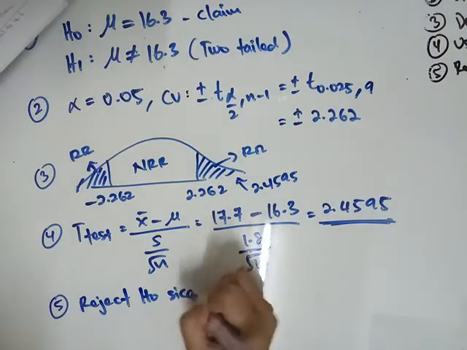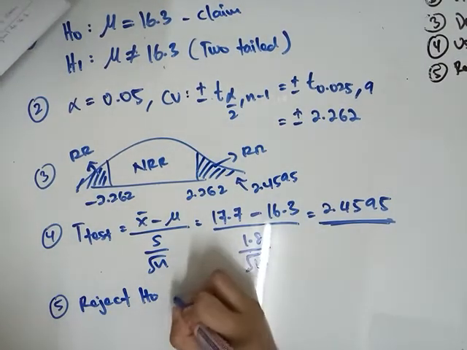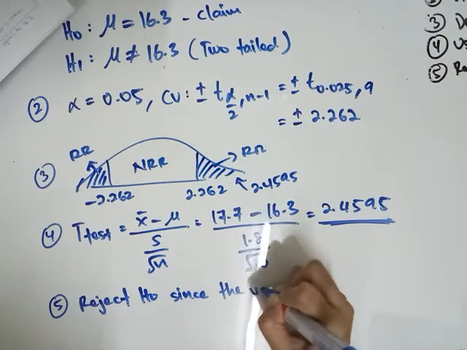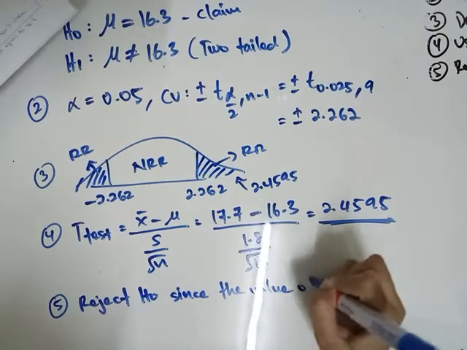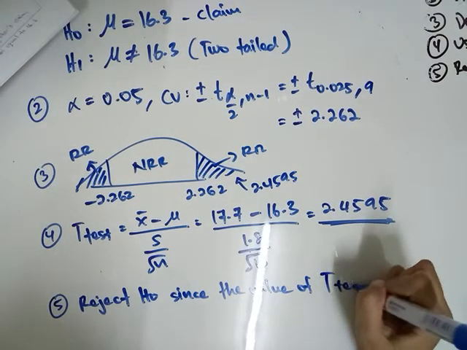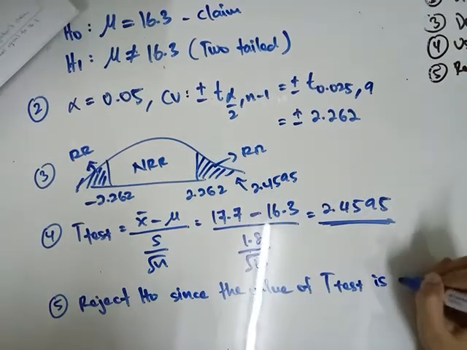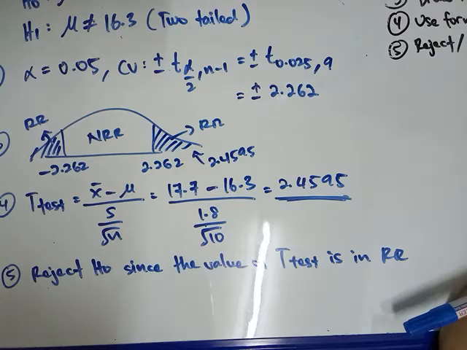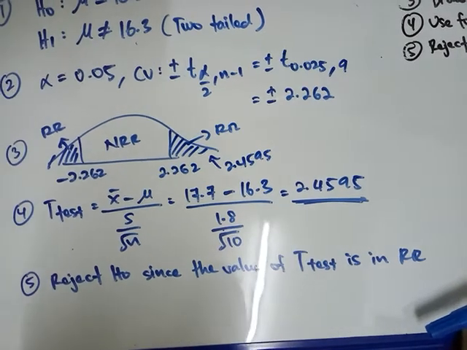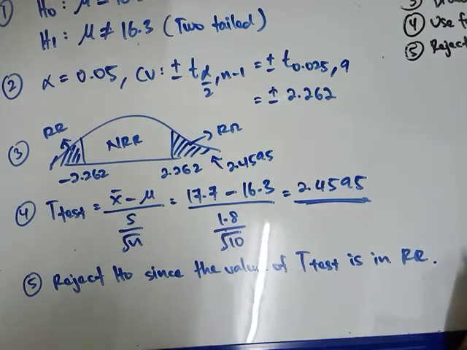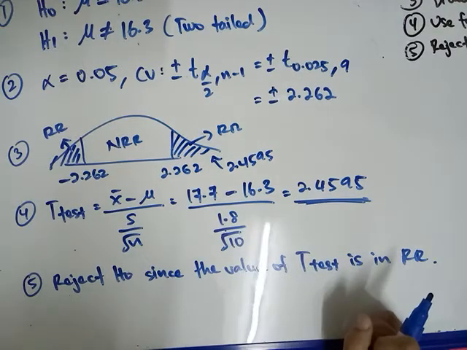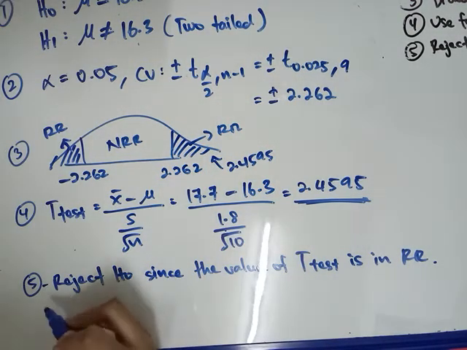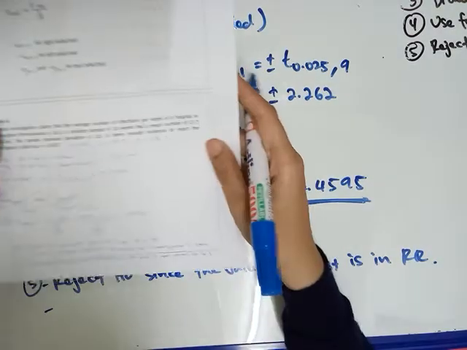Since what? Since the value of t-test is in RR. Okay, reject H naught since the value of t-test is in RR. Okay, t-test bukan z-test. Dia ada dalam RR. This is first conclusion. Second conclusion, look at the question.